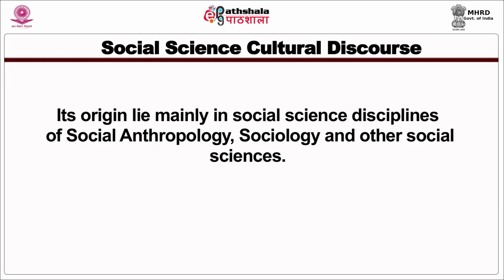The social science approach is of a later origin in India. Its origin lies mainly in social science disciplines of social anthropology, sociology, and other branches of social sciences. The distinctiveness of the social science approach is that it is oriented towards scientifically verifiable empirical phenomena, thereby emphasizing fieldwork and ethnographic studies. Its focus is upon the observation of the cultural practices, values, beliefs, and cultural artifacts within a community or an ethnic group in both the objective and subjective, or the manifest and latent forms.